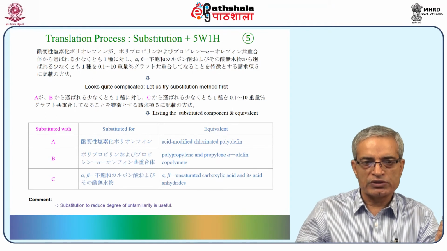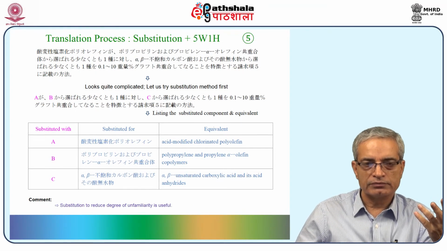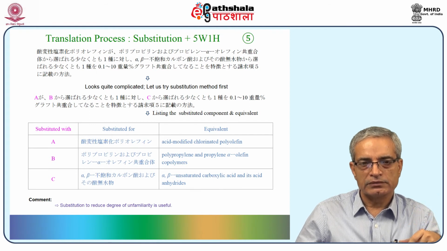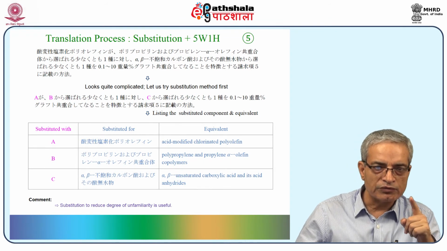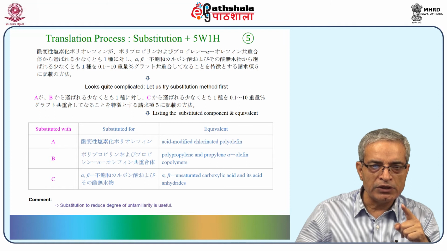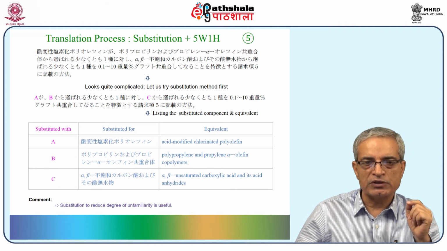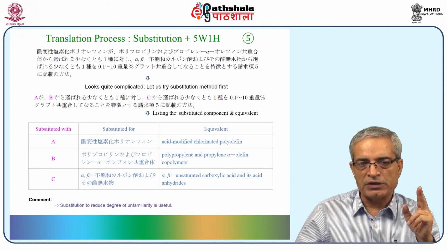Let's see one more example. Looks difficult. Let's see. Okay, let's see first the substitution. A ga B kara erabareru. So if you see A ga and then B kara comes in the second line, that means one line can be replaced by A ga B kara.